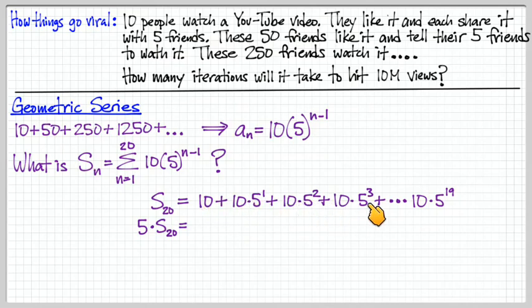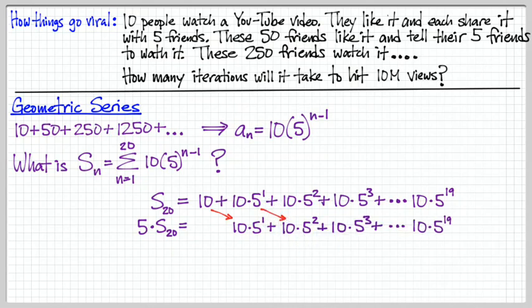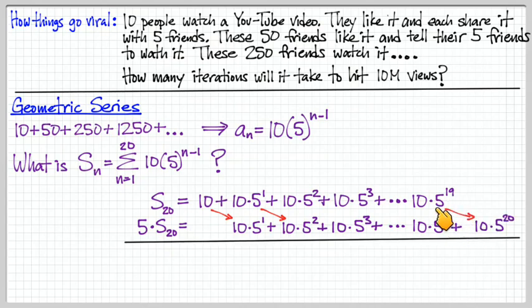Every single term here is going to be multiplied. So we take the first term, 10, and we multiply it times 5 here. Take the second term, also multiply it by 5. So the 10 times 5 to the first becomes 10 times 5 to the second. And we do that all the way up to the very end, and then there's this last term, 10 times 5 to the 19th, which becomes 10 times 5 to the 20th. Now, once we've done this, we subtract one equation from the other, and let's look at what happens when we do that. When we do this subtraction, all these terms get canceled out.